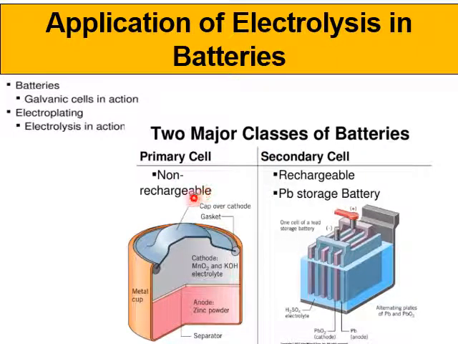For example, we have a triple A battery. That is not rechargeable. But if you have a triple A battery that can be charged, we call it a secondary cell. So a secondary cell is rechargeable. It has the plumbum storage lead battery, which is normally very resistant to high temperature, like in a car.